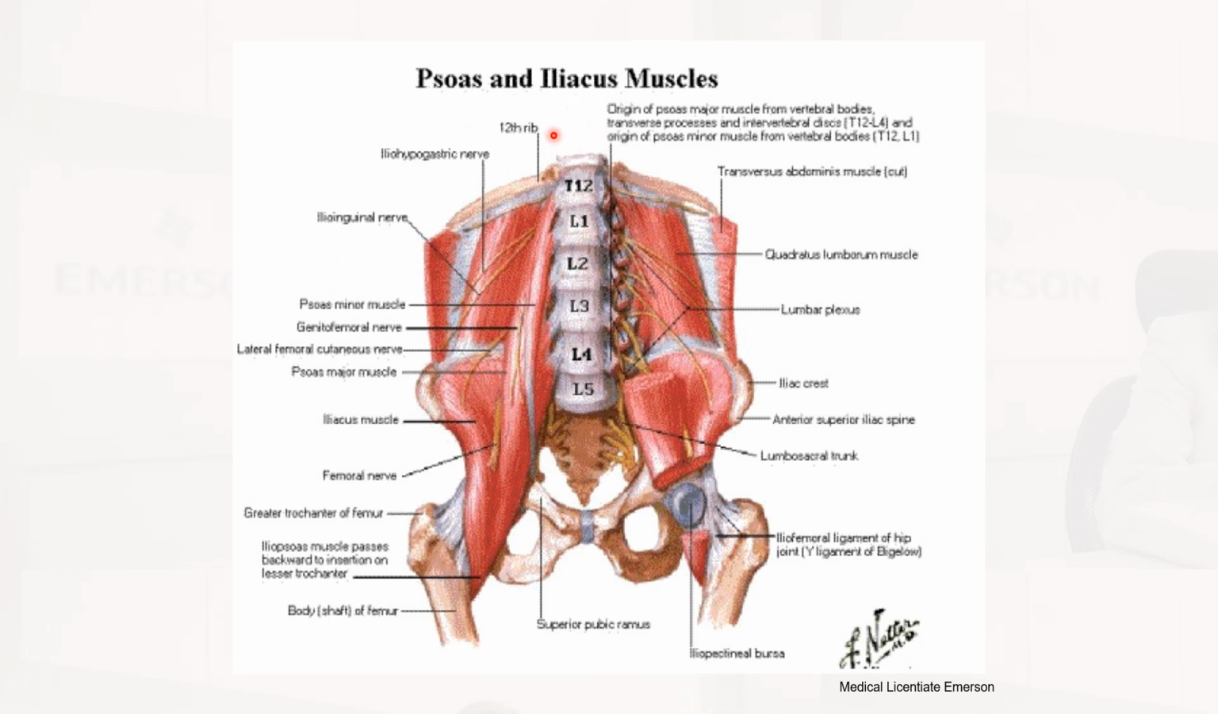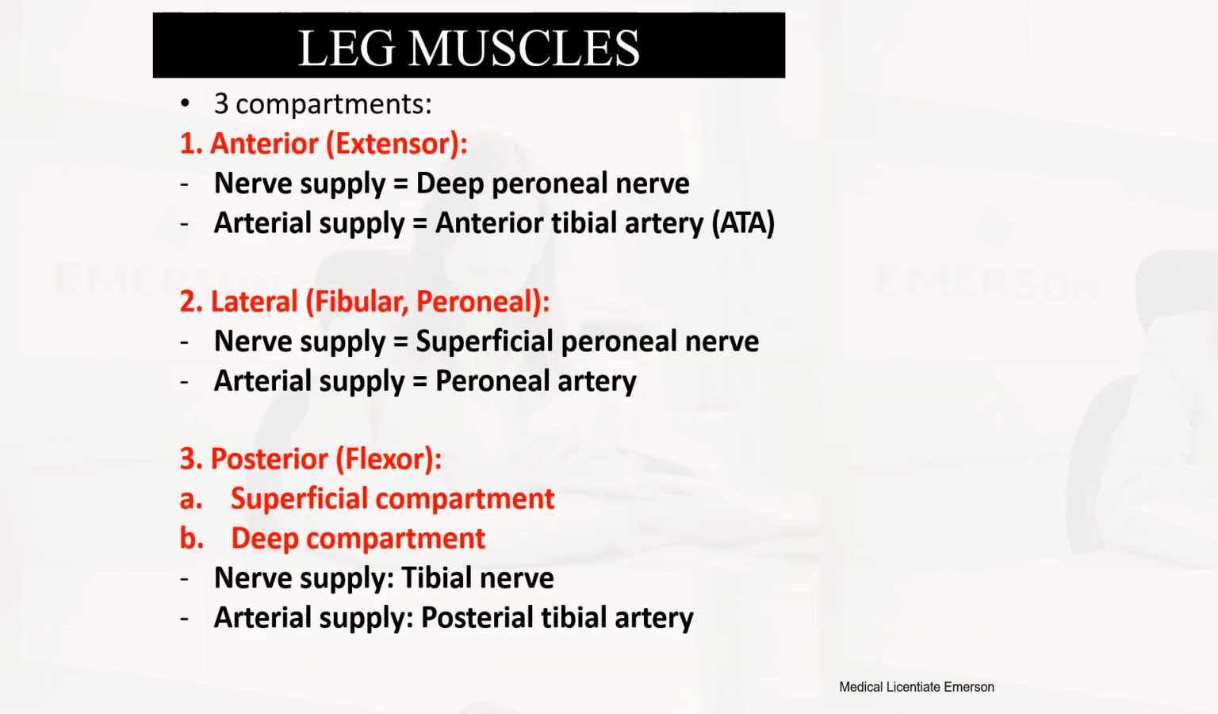Then this is the anterior view, where we have the psoas and iliacus muscle. So this is the psoas major. That's the psoas major. Let's move on. Then we have the leg muscles.